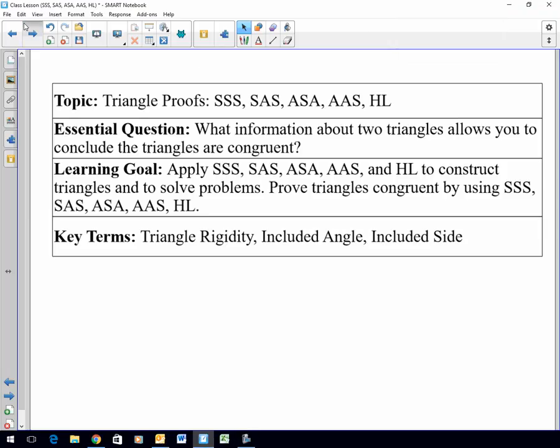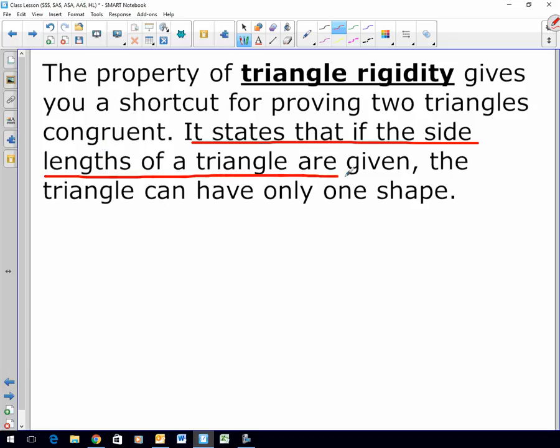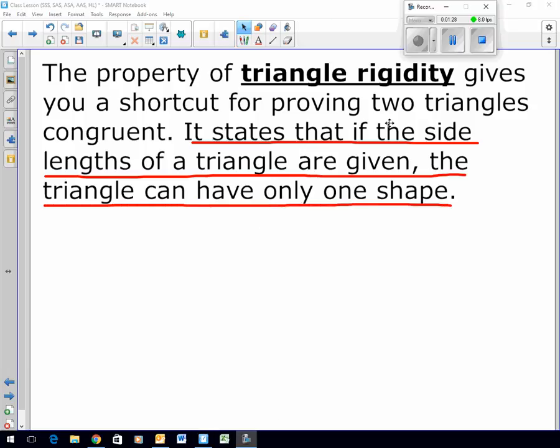Moving on. The property of triangle rigidity gives you a shortcut for proving that two triangles are congruent. Here's the definition: if the side lengths of a triangle are given, the triangle can have only one shape. I know, it doesn't make much sense. If I give you three side lengths, what kind of shape is it? Good call. Let's move on.